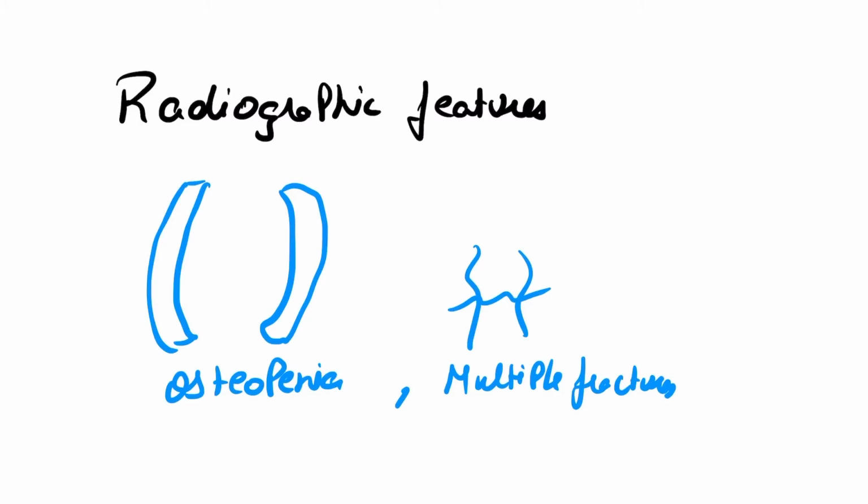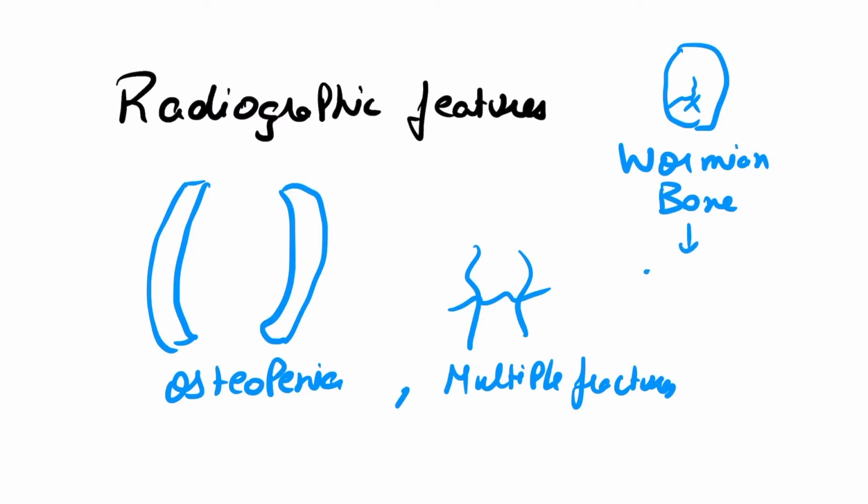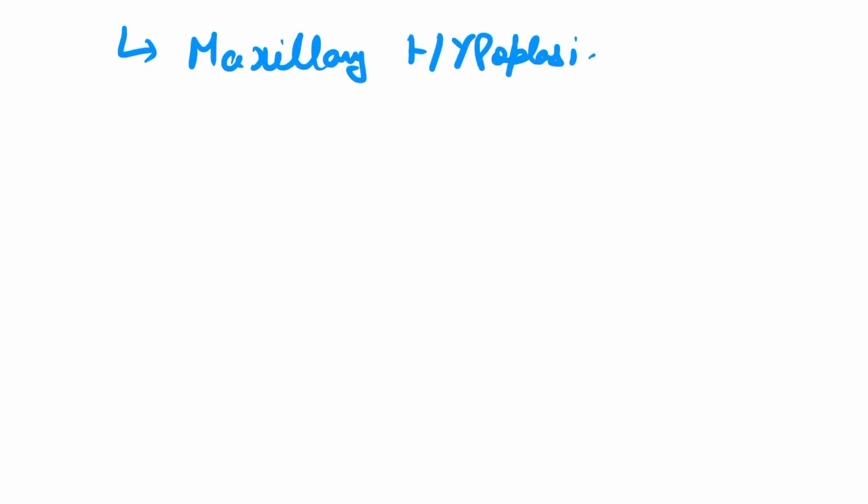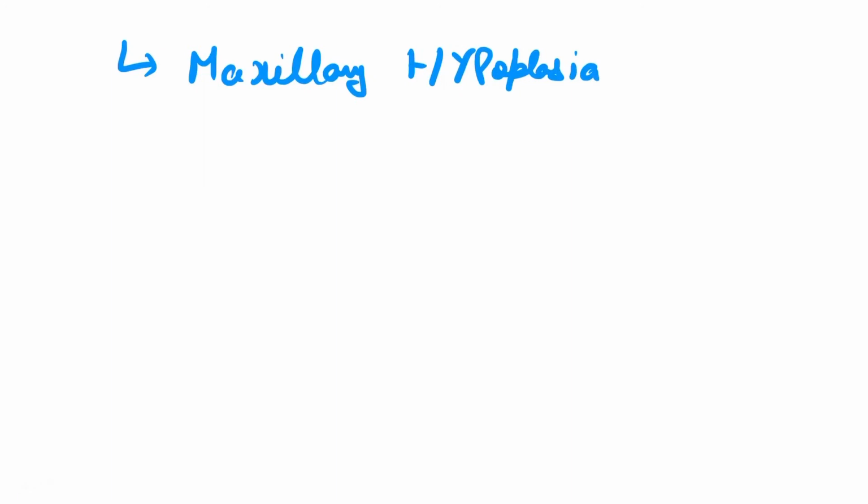There will also be Wormian bones. What are Wormian bones? These are small sutures in the skull which fail to fuse. The other thing which we will see is maxillary hypoplasia. The maxilla will not be that well developed in osteogenesis imperfecta.